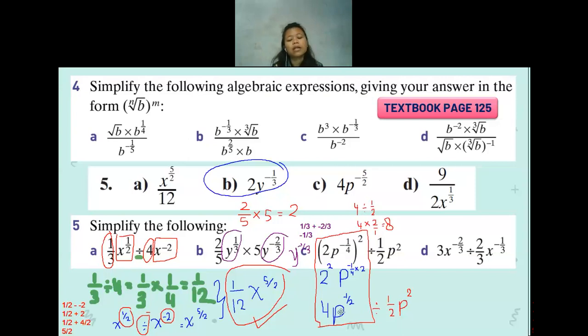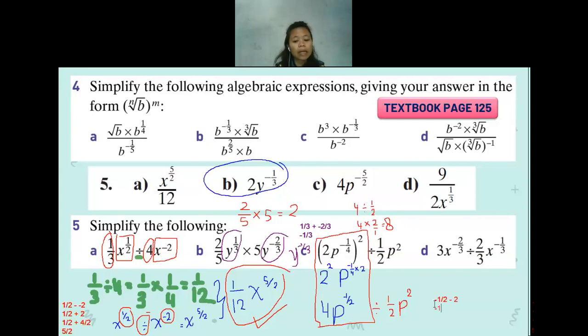And then for the p we have p to the power of negative a half divided by p to the power of 2. It is a division, so we can simplify the power by doing a subtraction. So we can subtract the power. The powers are negative a half minus 2.